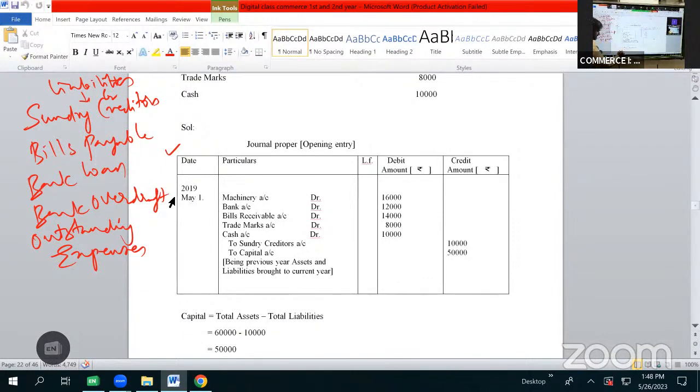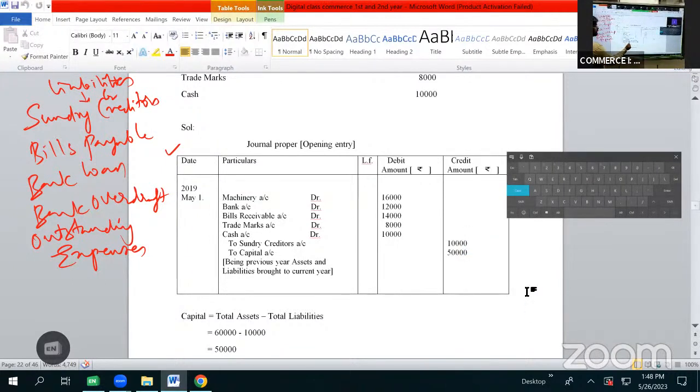So the value of total assets is 60,000 and the value of total liabilities is 10,000. Subtracting 10,000 from 60,000, it becomes 50,000. We'll be writing here 50,000. This is our answer. And the narration will be read as previous year assets and liabilities brought to current year. Coming to the next problem.